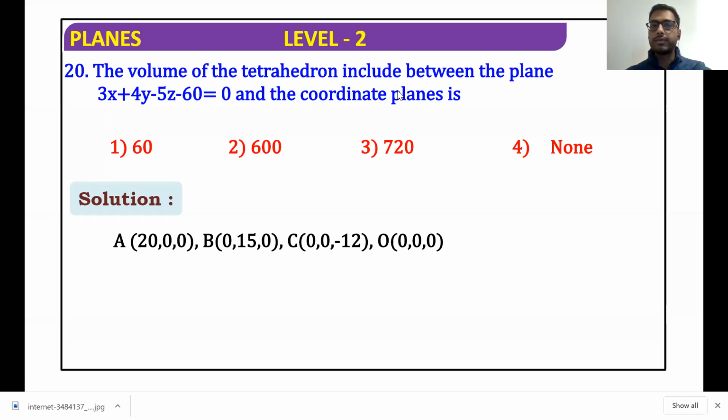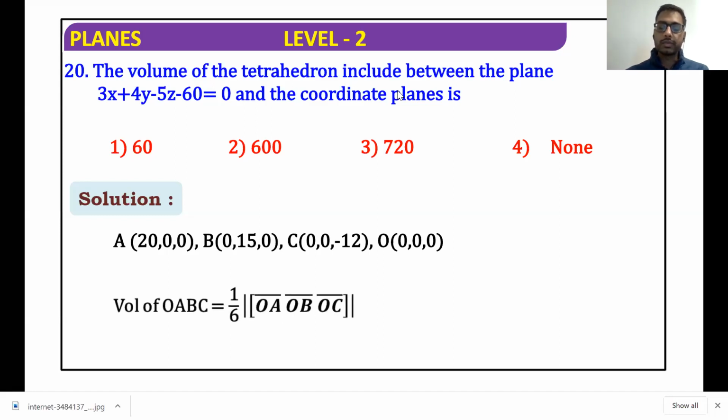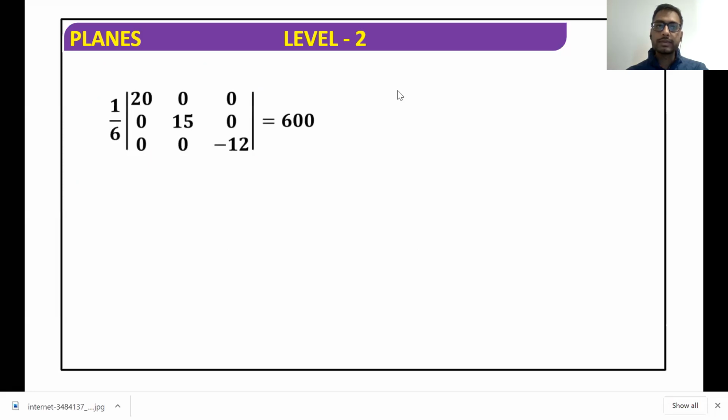4 1s are 4, 15s are 60. So y-intercept is 15. Similarly, z-intercept would be minus 12. And then use volume of tetrahedron. Volume of tetrahedron is 1/6 of OA, OB, OC. OA bar I can easily get from my point A. OB bar is nothing but B bar minus A bar, and OC is nothing but C minus O. Substitute those values and expand the determinant to get volume of tetrahedron, which is 600.